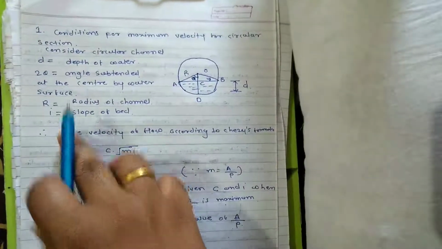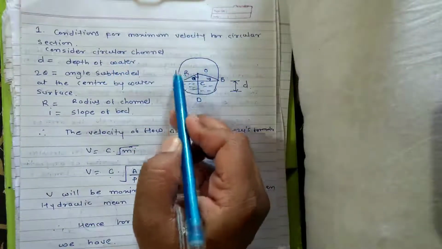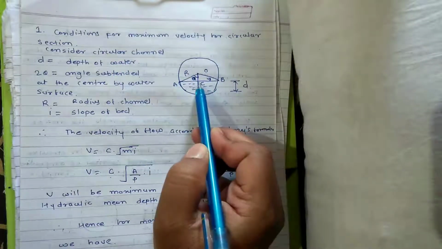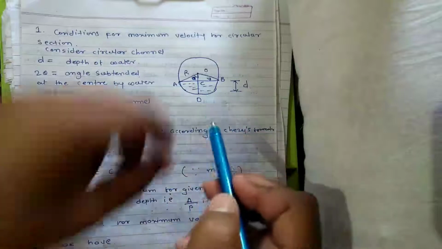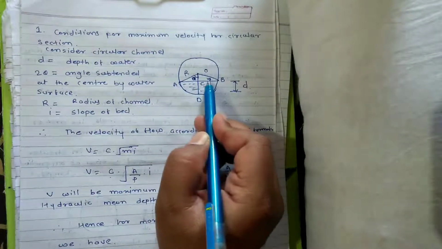Now, so for that, consider a circular channel. This is your circular channel. So this much is the depth of the flow, this much is the depth of your flow, right? And this is the free surface, or the liquid or water surface.